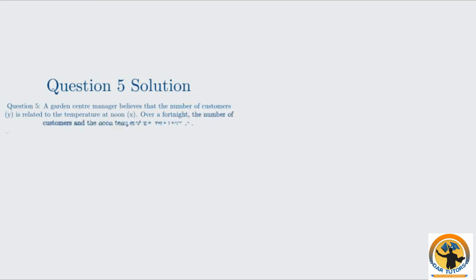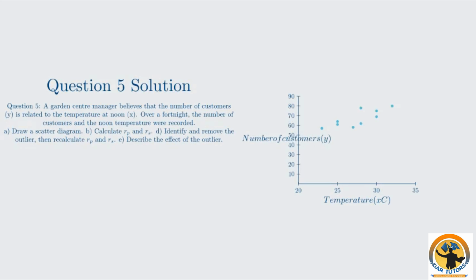Question 5 is another detailed outlier analysis, similar to the one we did in the lesson. We have 13 data points on temperature and customer numbers at a garden center. Let's first plot the data and identify the outlier. The scatter diagram shows a clear outlier. The point (31, 35) is well outside the general cluster of points, which show a positive trend.